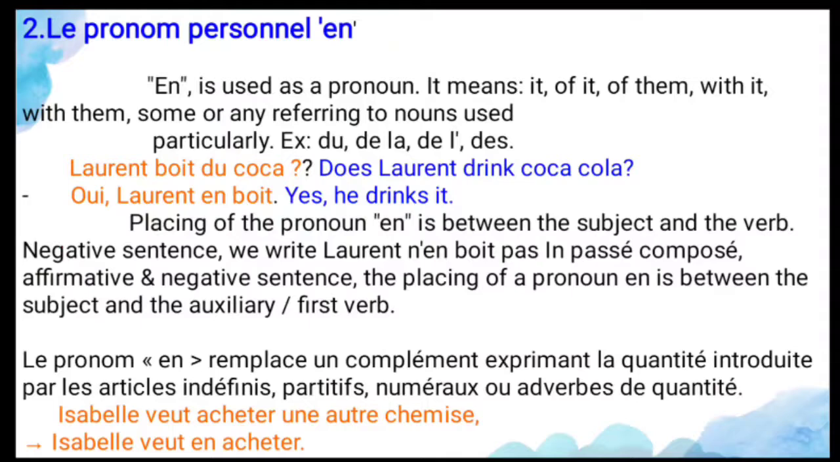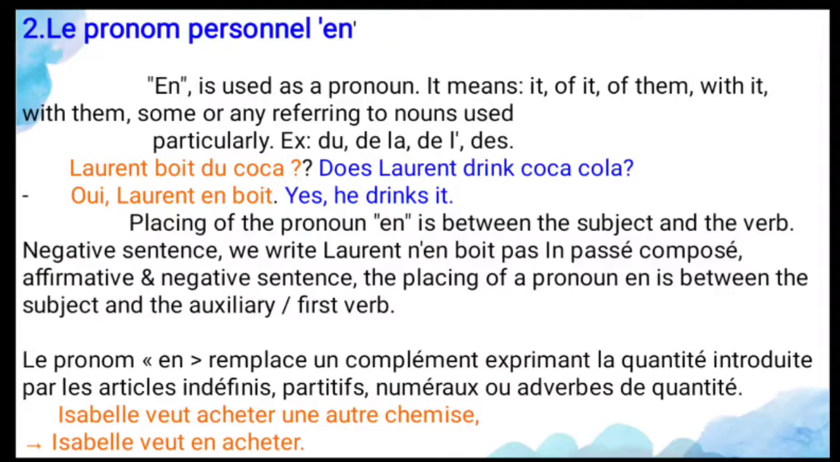So the placing of the pronoun en is between the subject and the verb. See the example. Laurent is a subject and boit is a verb. So in between only you have to use that pronoun en. And in a negative sentence, we write Laurent n'en boit pas. Why you have to put n' is because that en begins with a vowel.